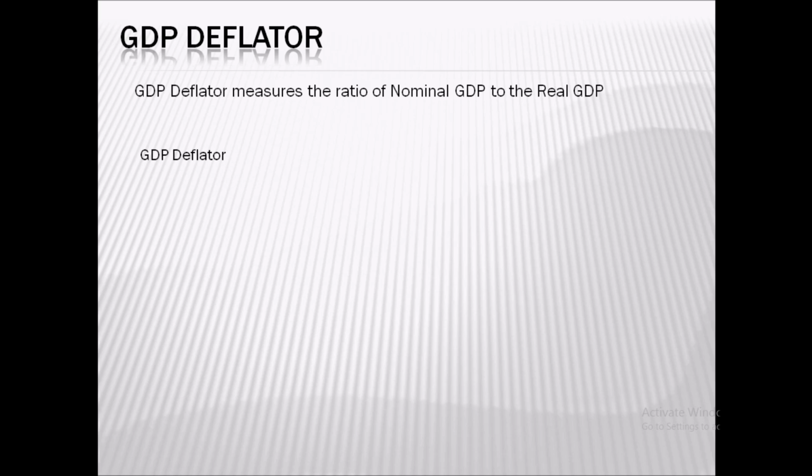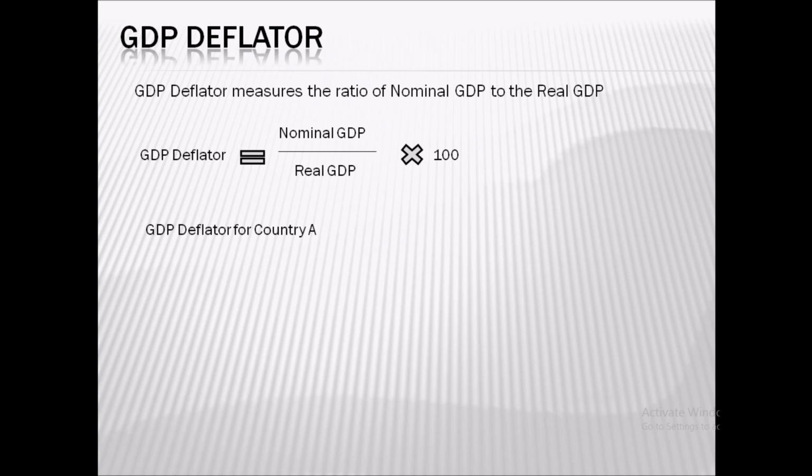So economists, to understand the effect of this inflation better, use a methodology called the GDP deflator. GDP deflator is a measure used for deflating the effect of inflation from nominal GDP. So GDP deflator effectively represents the productivity of the country. GDP deflator measures the ratio of nominal GDP to the real GDP. So GDP deflator is equal to your nominal GDP divided by real GDP, into 100.